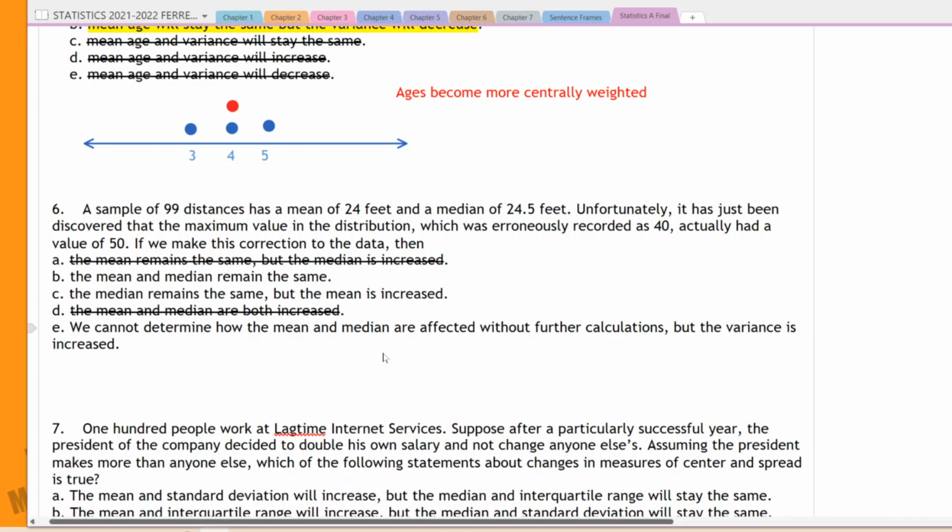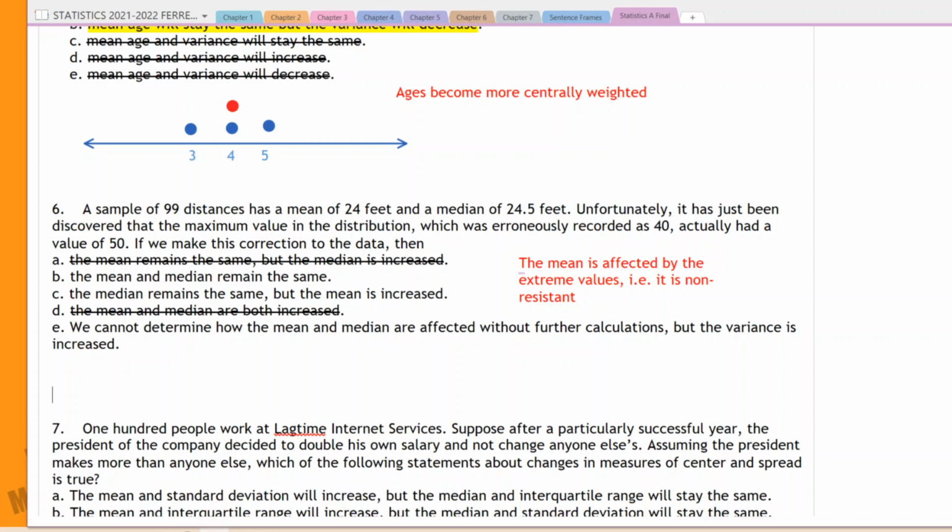So the mean is affected by the values. And the fact that the mean is affected by those extreme values, that has a special name. It means it's non-resistant. And you might remember that the median is actually resistant, or the median is a resistant measure of center. So let's see, the mean is definitely not going to stay the same. The mean is going to increase because we have an increased maximum. So letter C looks pretty good now.